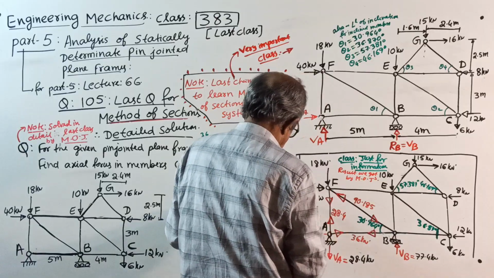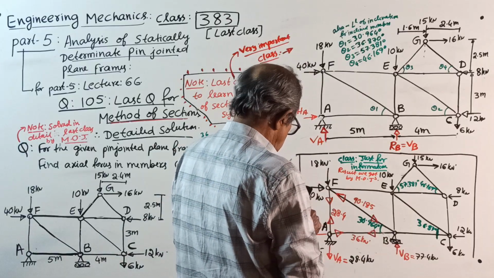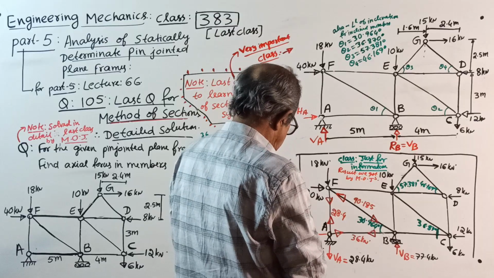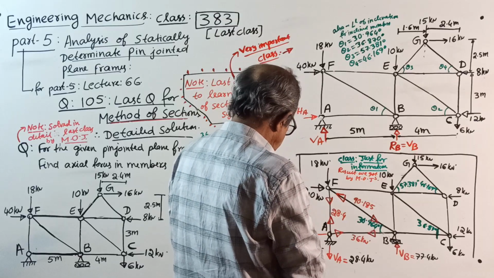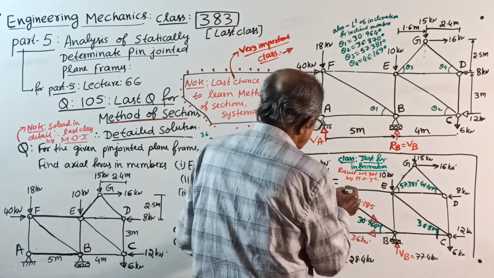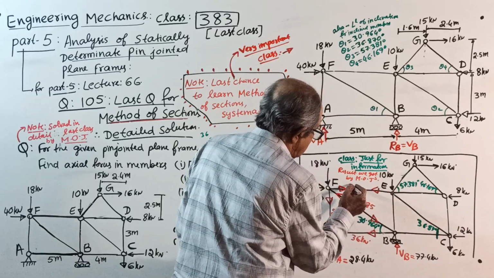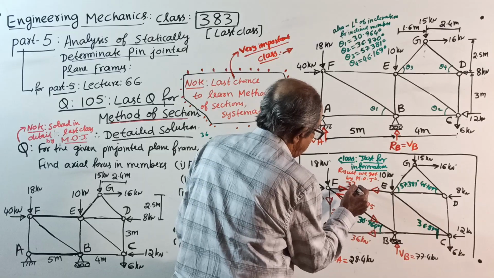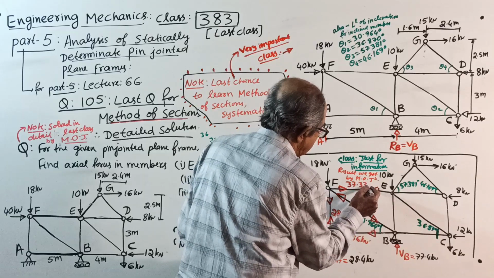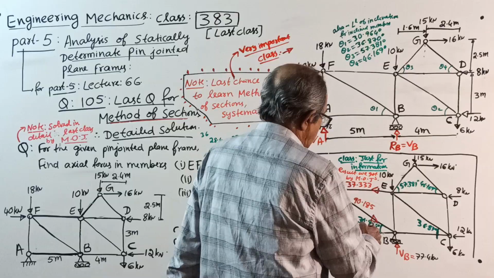37.333. There's nothing wrong in the calculator. 90.185 into cos of 30.964 minus 40. It had taken only 4, that's why I was getting a wrong answer. 37.333 is the answer here. We got this last class.